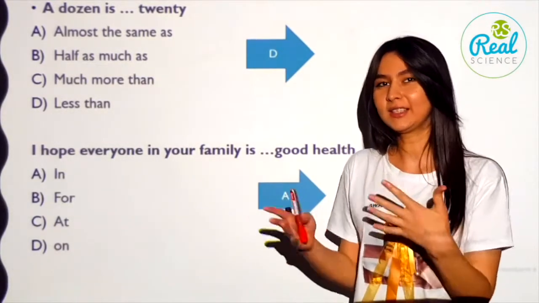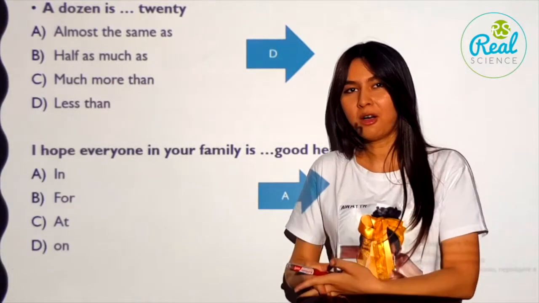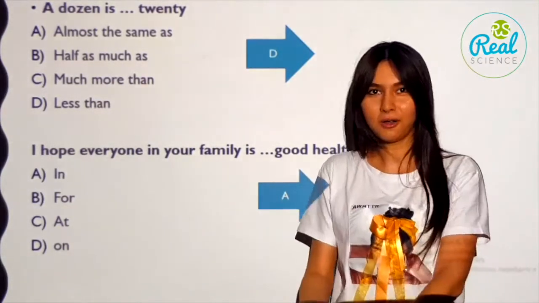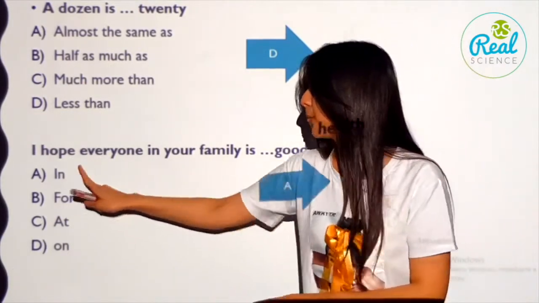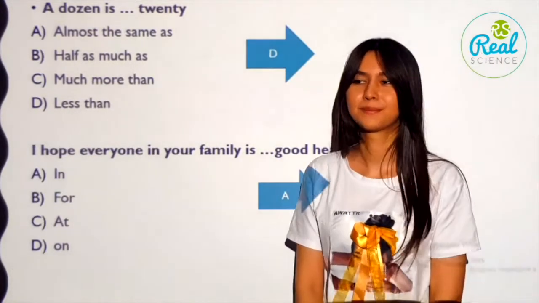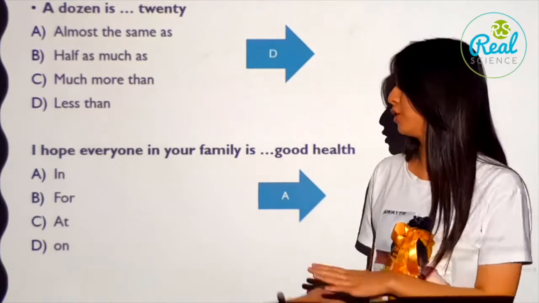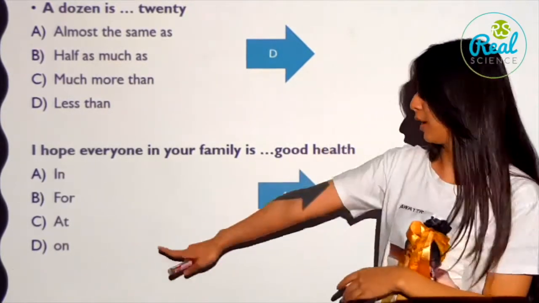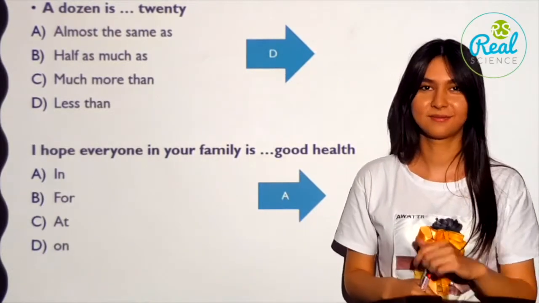You can ask by using this one. For example, is everyone in good health in your family? You can ask like this. In that case, you should use in good health. Don't say on good health. It's a set phrase, so you cannot change it. Always with this one, you have to use in.